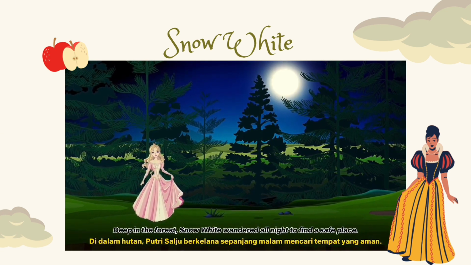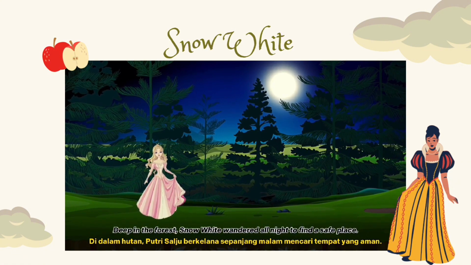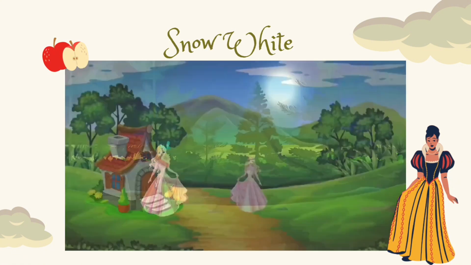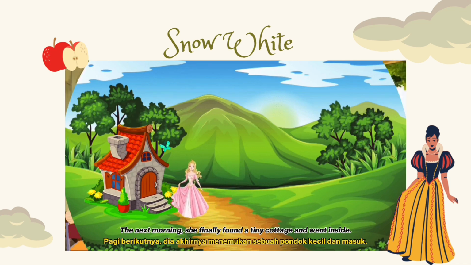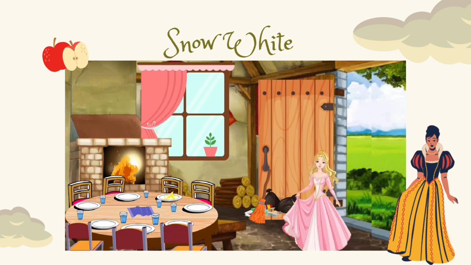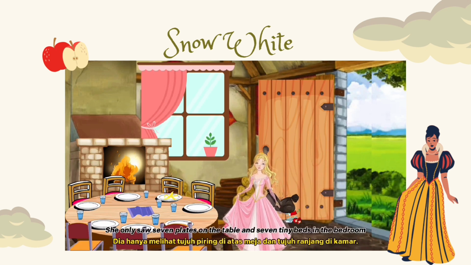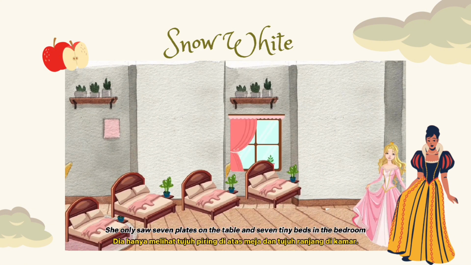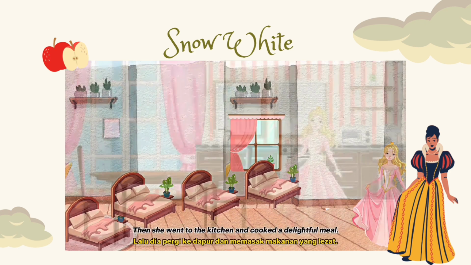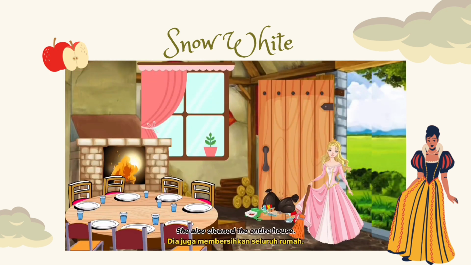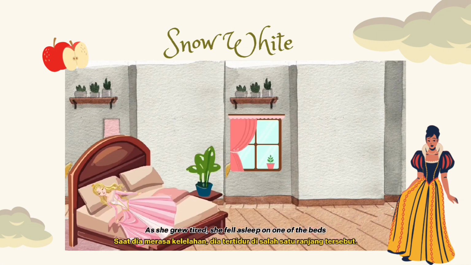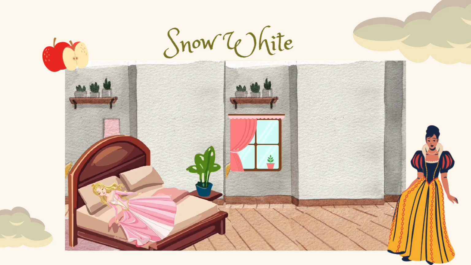Deep in the forest, Snow White wandered all night to find a safe place. The next morning, she finally found a tiny cottage and went inside. There was nobody there. She only saw 7 plates on the table and 7 tiny beds in the bedroom. Then she went to the kitchen and cooked a delightful meal. She also cleaned the entire house. As she grew tired, she fell asleep on one of the beds.